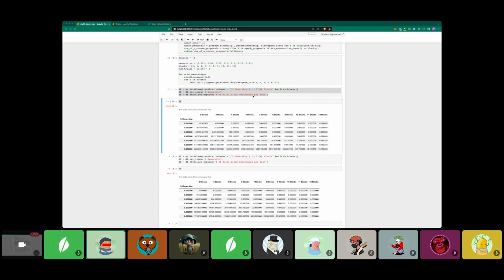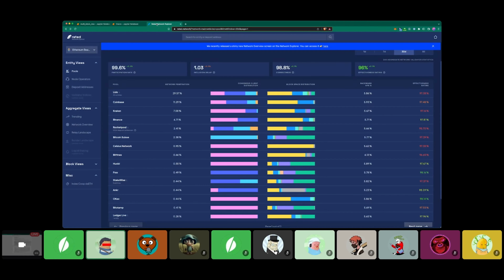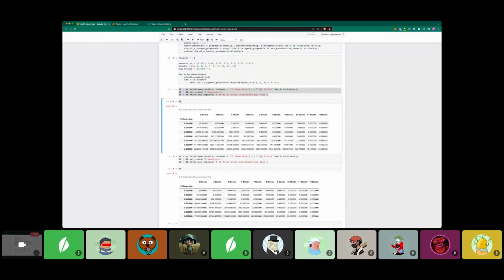I'd be curious to know what an entity like Coinbase's percent ownership looked like over time. Is 11% less or more than it was around the merge? I'm not sure if you know the answer to that. That's a great question. I honestly have no idea.